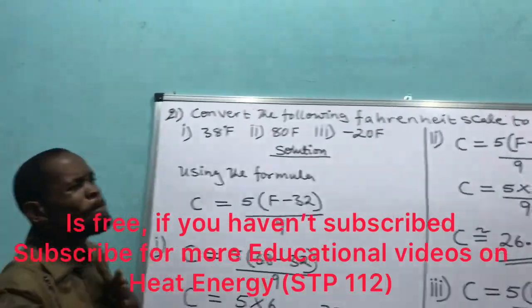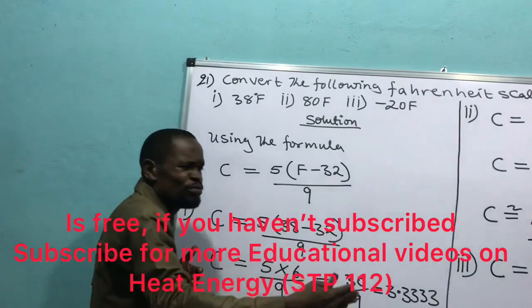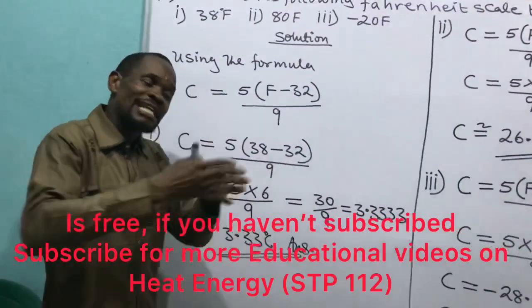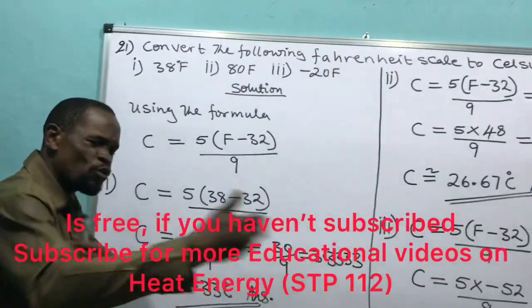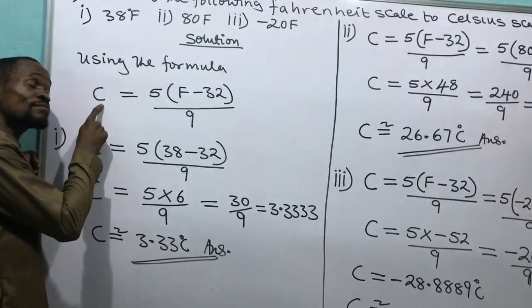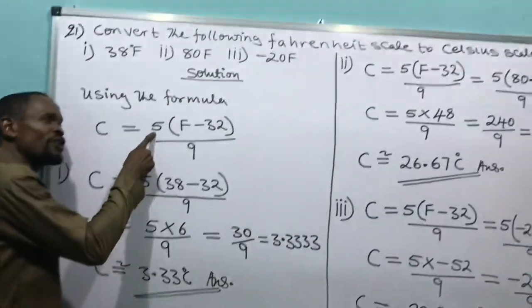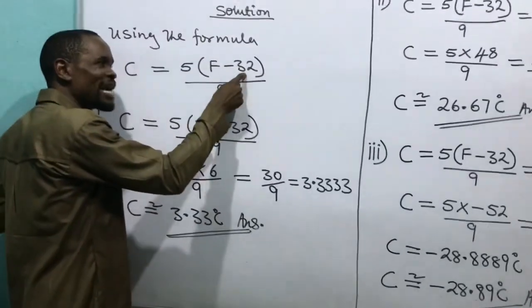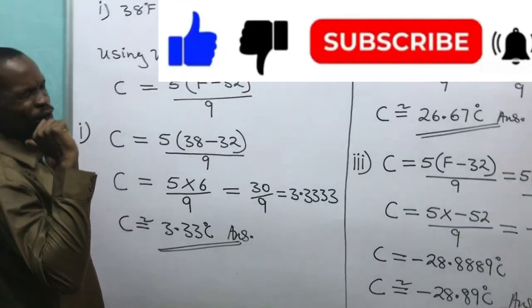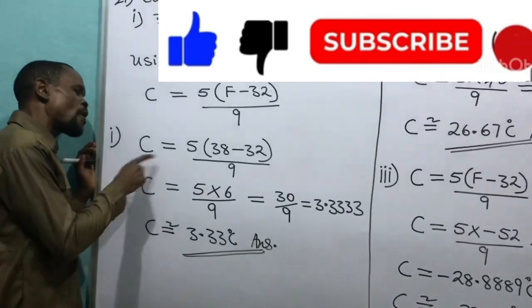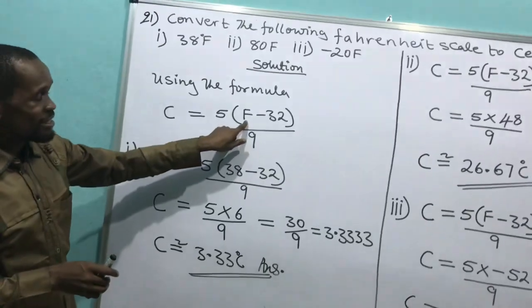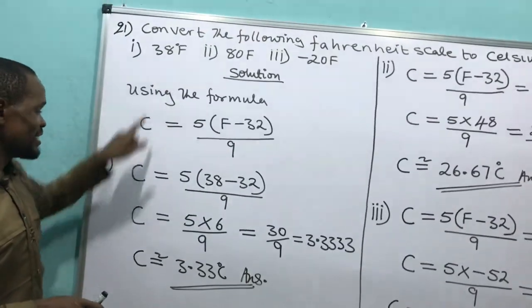Then we have already done the relationship between degree centigrade or degree Celsius and the Fahrenheit thermometer. We have done the equation that connects the two of them, and we found that the equation is given as C, degree centigrade, equals 5 into Fahrenheit value minus 32, over 9. That's what we did in the previous class. Now, this F represents the 38 in the first question.